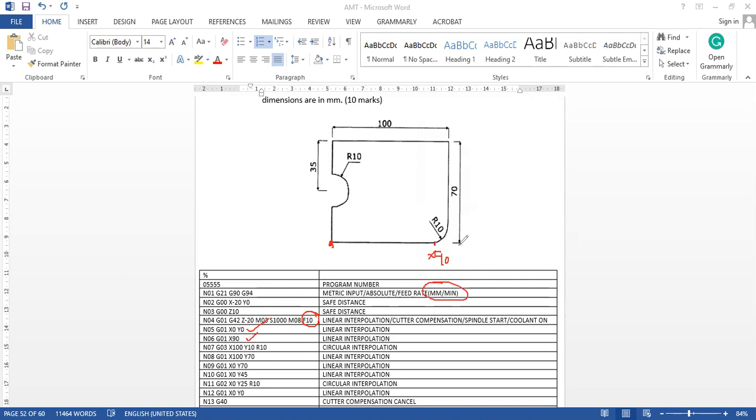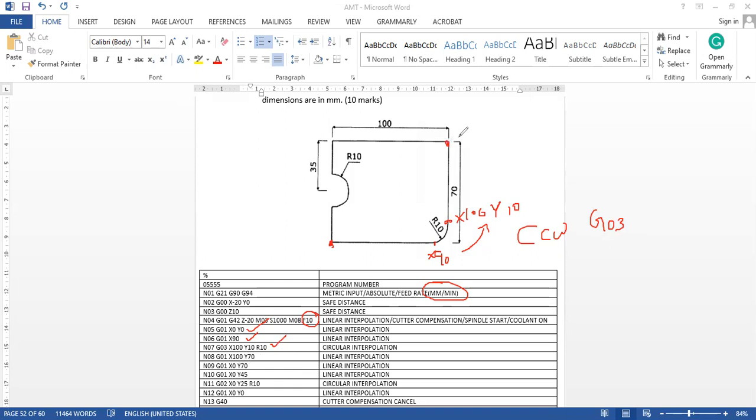Then next is G03. That means tool movement in this direction, the counterclockwise direction. So what is the value of this point? X value is 100, and Y value is 10, and the radius is 10. Circular interpolation. Then next is G01, X100, Y70.